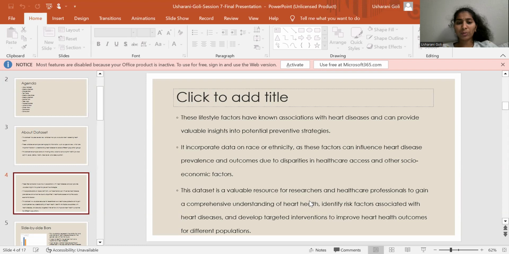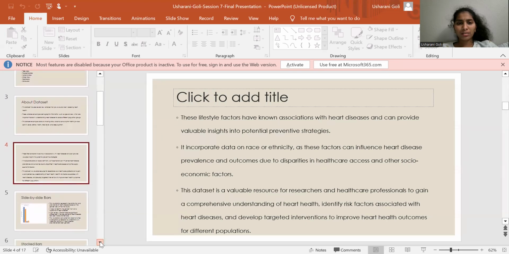It incorporates data on race or ethnicity, as these factors can influence heart disease prevalence and outcomes due to disparities in healthcare access and other socioeconomic factors. This is a valuable resource for researchers and healthcare professionals to gain a comprehensive understanding of heart health, identify risk factors associated with heart diseases, and develop targeted interventions to improve heart health outcomes for different populations.